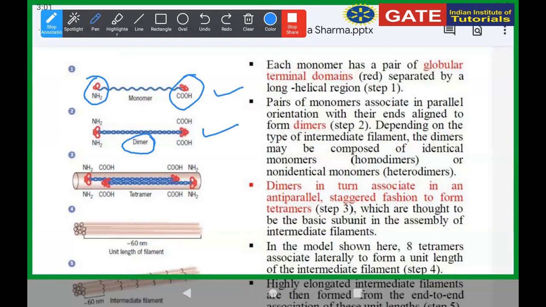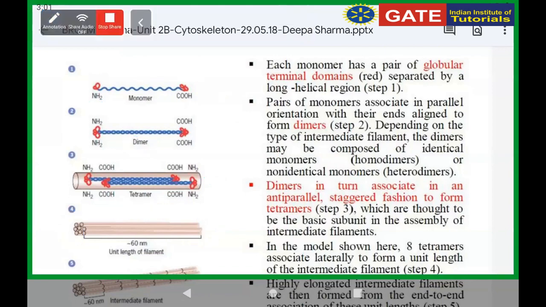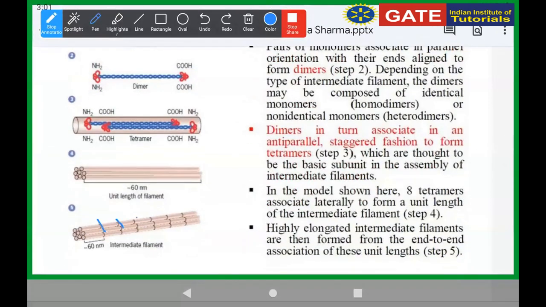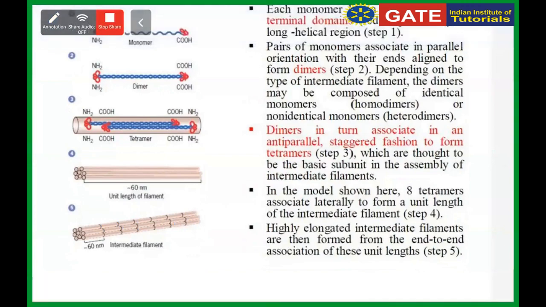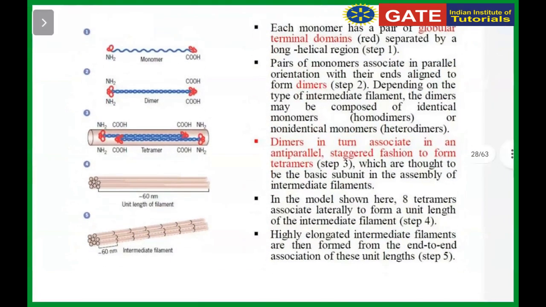Four proteins joined together to form one bundle is a tetramer. Many tetramers form a few bundles. Similarly, many bundles are joined together to form the intermediate filament. So many proteins and many bundles joined together form the intermediate filament. This is the structural arrangement of intermediate filaments. Read this slide once.